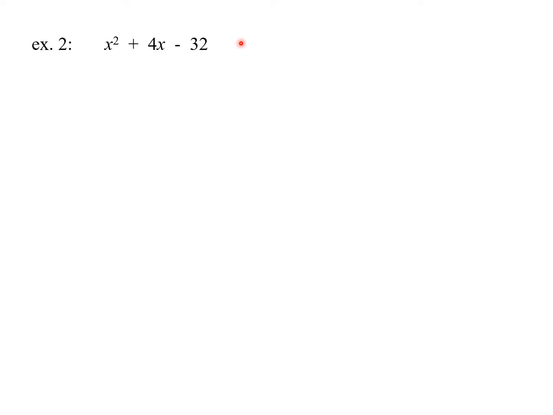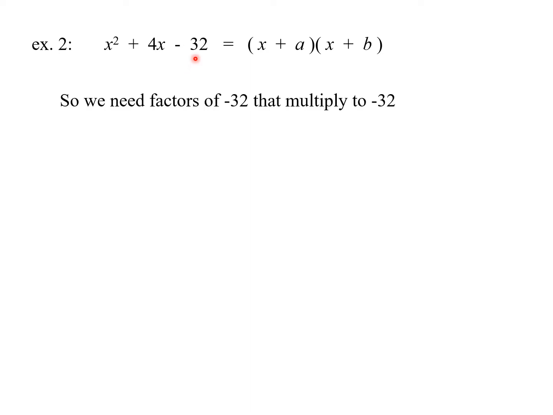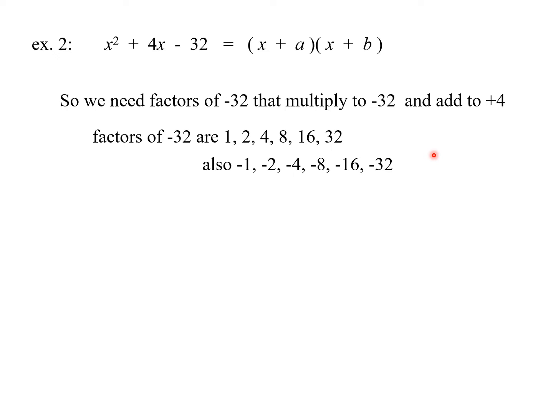Okay, let's do this example. Once again, we know that when we factor this, it's going to take this form, x plus a times quantity x plus b. So now we need factors of negative 32 that multiply to negative 32 and add to a positive 4. Now factors of negative 32 are 1, 2, 4, 8, 16, and 32, and also negative 1, negative 2, negative 4, negative 8, negative 16, and negative 32.